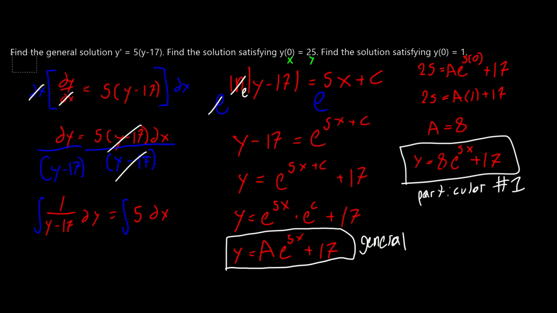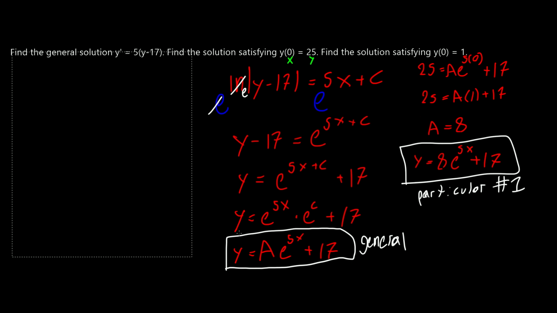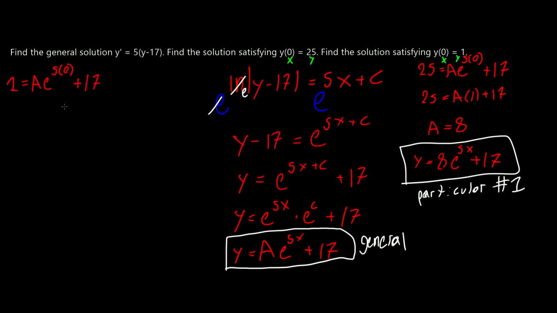Now let me just remove some stuff so we can find the second particular equation here. So now we're going to have x as 0 and then y as 1. So we're going to have 1 equaling a, which is what we're trying to find, and then e to the power of 5 multiplied by x, which is 0 once again, and then plus 17. So at this point we can subtract 17 from both sides. We're going to be left with negative 16 equaling a times e to the power of 0.